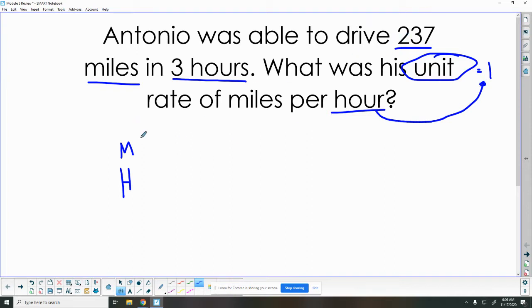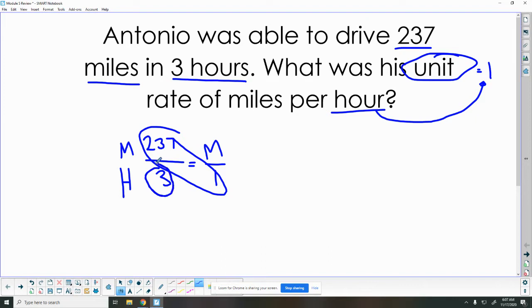So I can see that we have 237 miles, and they can do that in 3 hours. Now we want to know the unit rate of miles to 1 hour. So we're going to crisscross multiply here and then divide. So go ahead and try that problem and then come back and check.